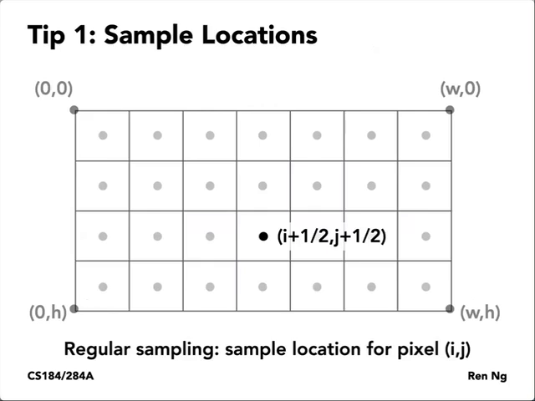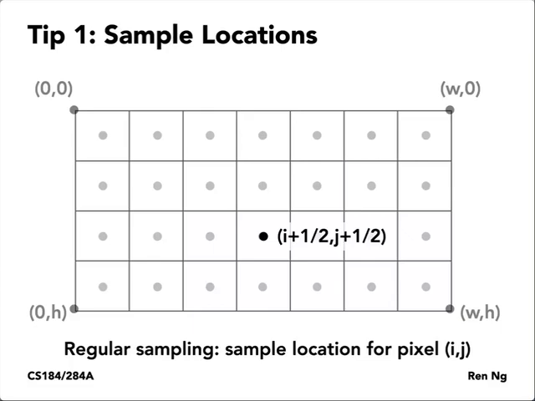Tip number one just has to do with the sample locations. I showed you this slide last lecture when we talked about point sampling. That's one sample per pixel. And I said we'll ask you to follow the convention of taking the sample at the geometric center of the square associated with that pixel. So for example, this is the pixel in the frame buffer for cell i, j, right? And we ask you to take the sample at the location i plus half, j plus half.